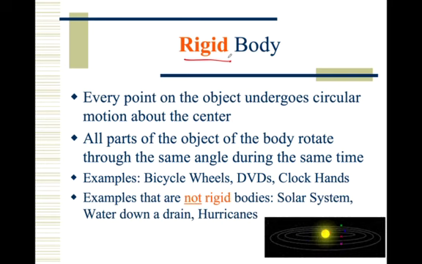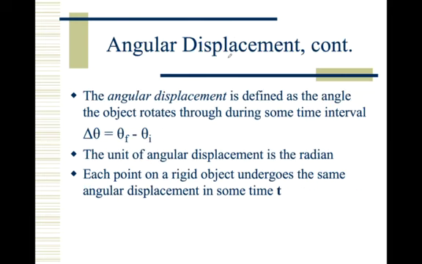Now, there's one little problem with that. There's some things that are not rigid. For example, the planets in our solar system do not go through the same angle in the same amount of time. Water going down a drain, it rotates faster as it gets close to the drain, so the angular displacement's greater as it gets close to that. Hurricanes or typhoons, same thing. The angular displacement's greater when you get close to the eye of the storm. So things that are not rigid don't have those same angular displacements. Just real quick, we already talked about this.